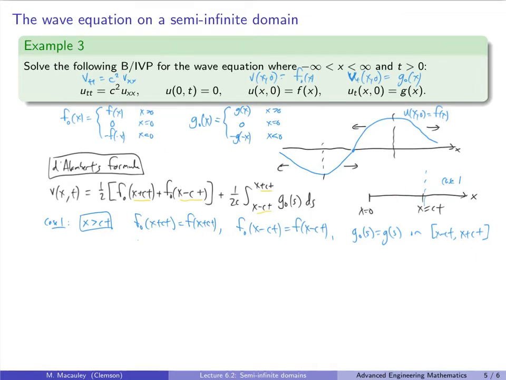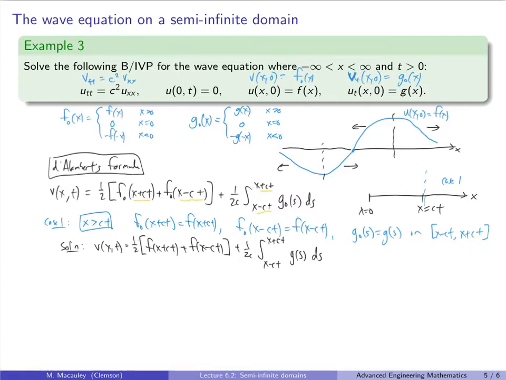So in this case, when x is bigger than ct, we can just get rid of these extensions, and the solution is v of x, t equals 1/2 times f of x plus ct plus f of x minus ct, plus 1/2c times the integral from x minus ct to x plus ct of g of s ds. So we don't have to worry about anything. These are just the original functions f and g.